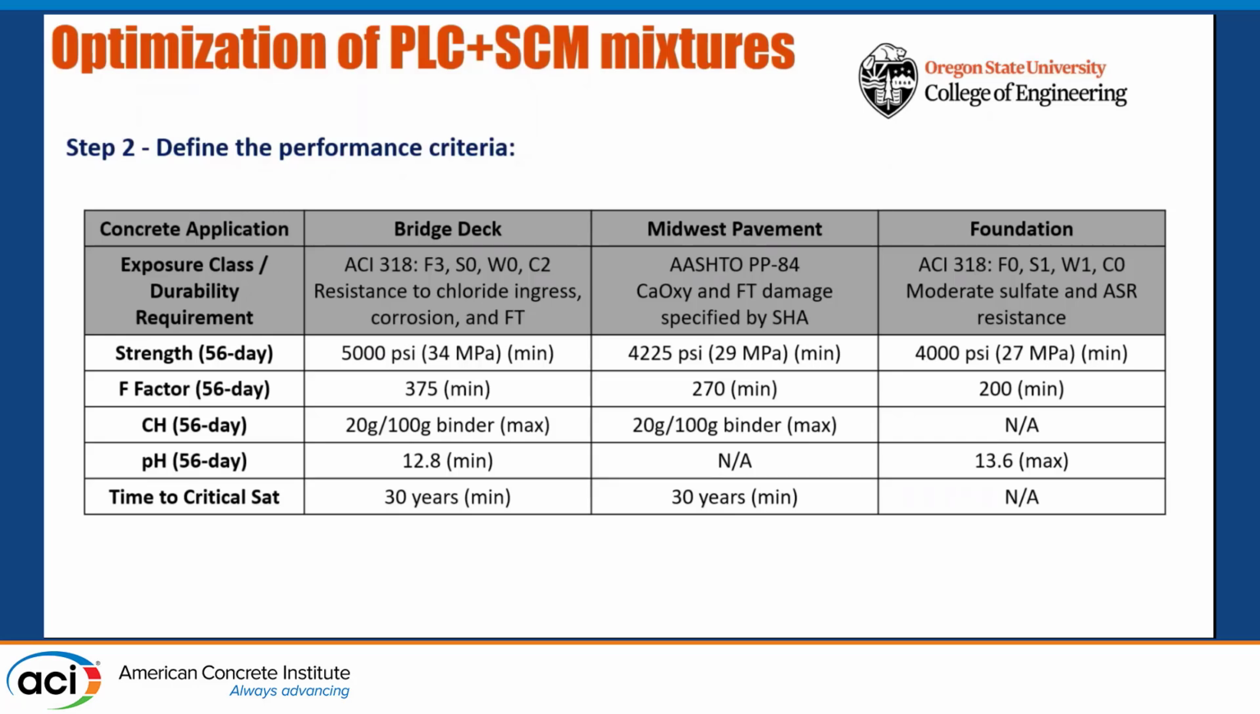Now, the second step is to define the performance criteria. We want to proportion our mixture for a specific performance. Let's say I want to proportion a mixture for a bridge deck. That means that I want to achieve at least a 5,000 psi strength. I want a formation factor of 375 or higher, and there are other criteria here for corrosion resistance. This time to critical saturation, 30 years minimum, is for freeze-thaw resistance. So you can define a performance like this. You can define one for a Midwest pavement. You may define a foundation with different criteria.